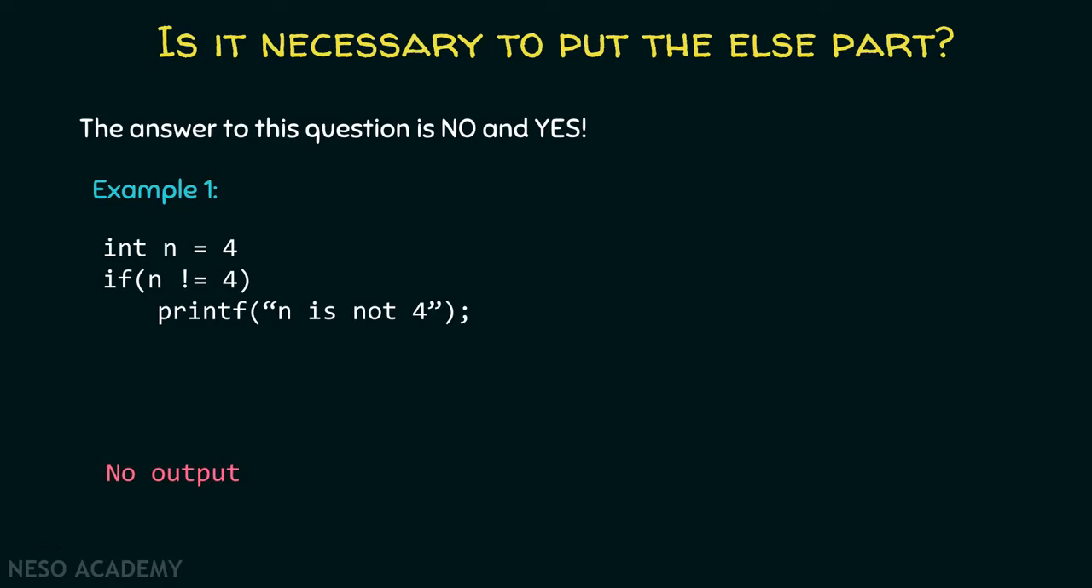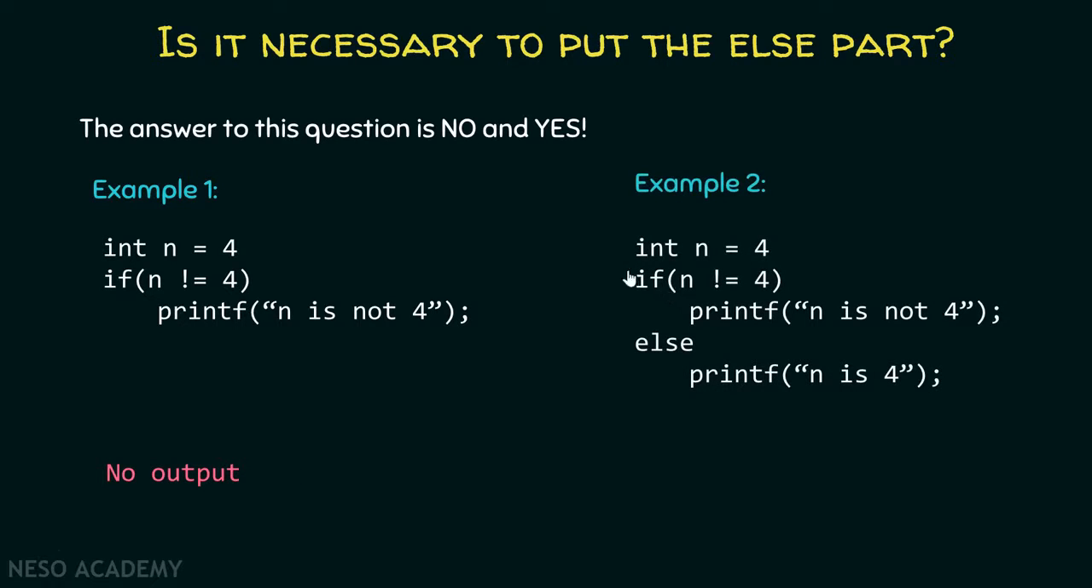Let's consider one more example. Here there is very minimal difference between these two examples. This example is equivalent to example 1, but we have an else part as well. Here we are trying to print "n is 4". So the output is "n is 4" because the condition itself is not satisfied. Therefore the else part will get executed and it will print the statement "n is 4", right? As you can clearly see, it is not necessary to put an else part if we don't find the need to inform the user that n is 4. If we find the need to inform the user that n is 4, then we have to put the else part here, right?